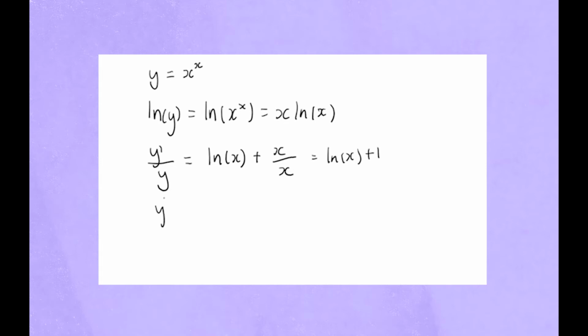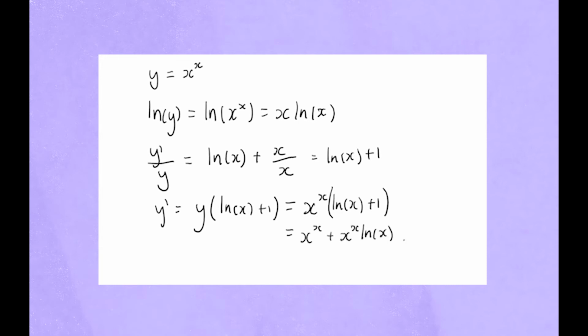We get y prime over y equals ln x plus x over x, which equals ln x plus 1. We want to isolate y prime, so we multiply both sides by y and get y prime equals y ln x plus y. That equals x to the x ln x plus x to the x.